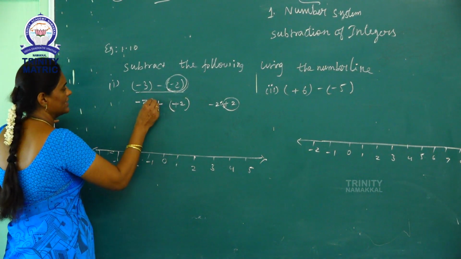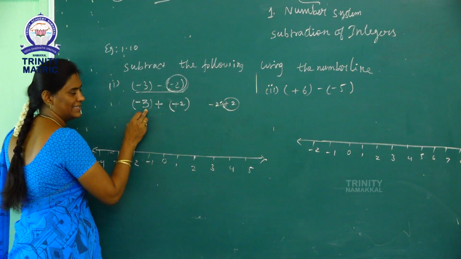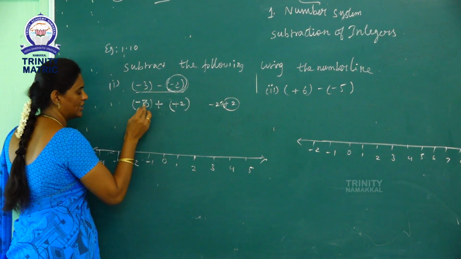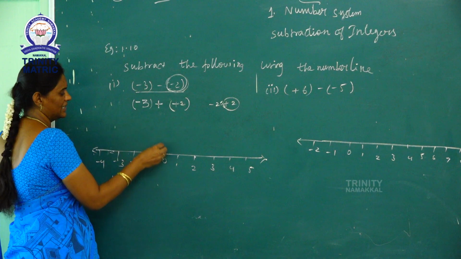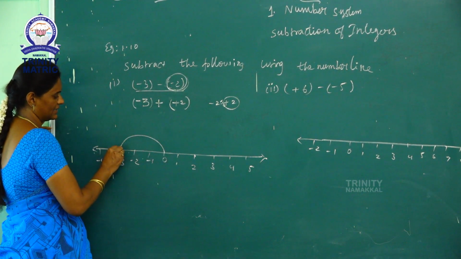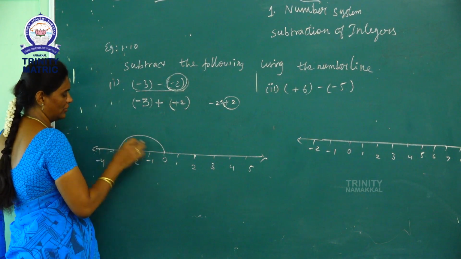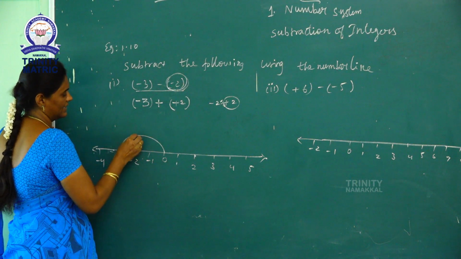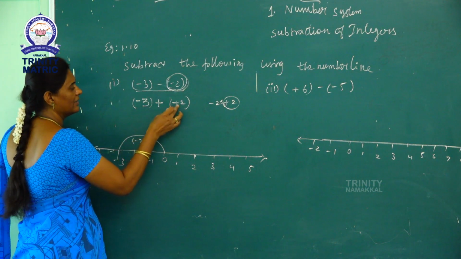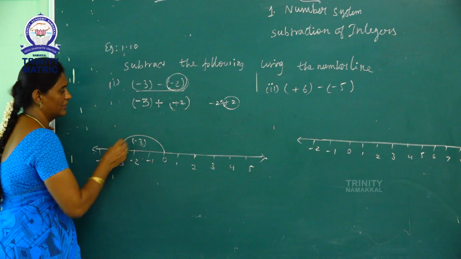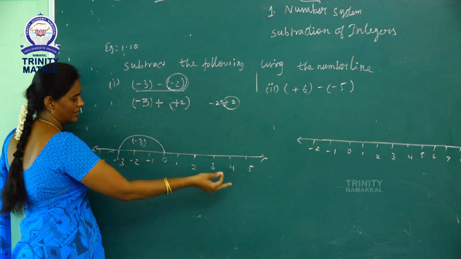See here, what is the first integer? Minus 3. We start at 0. Minus 3 means we move to the left side. Here minus 3, 3 units. 1, 2, 3. 3 units we move to the left side. That is minus 3. Then we have plus 2. Plus means the right side.